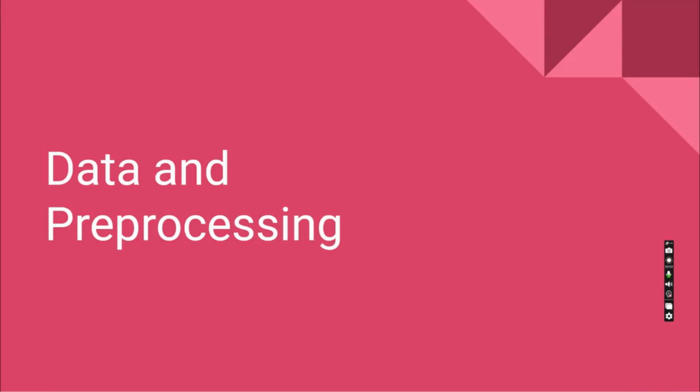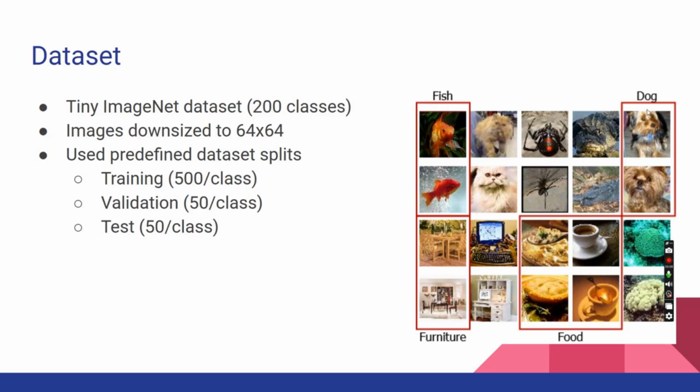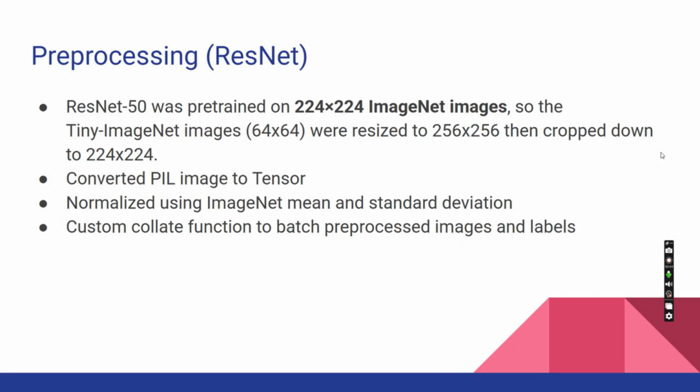Hi, my name is Justin, and I'm going to be talking about our data and our pre-processing. For our data, we use the tiny ImageNet dataset. It has 200 different object classes and is downsized to 64 by 64 pixels so that the data is more lightweight and trains faster, while still preserving enough data for classification. The dataset comes with predefined splits: 500 training images, 50 validation images, and 50 test images per class. Using these splits ensures that every model we train gets the same training and evaluation layout and keeps the results consistent.